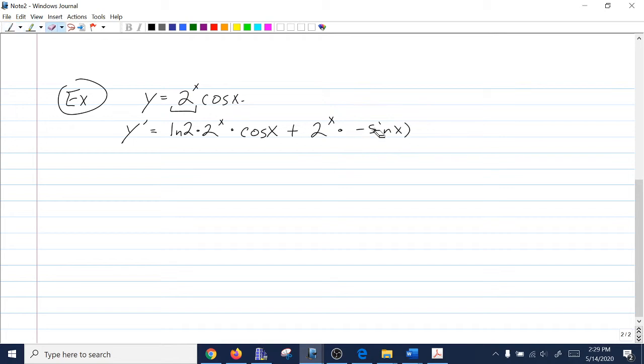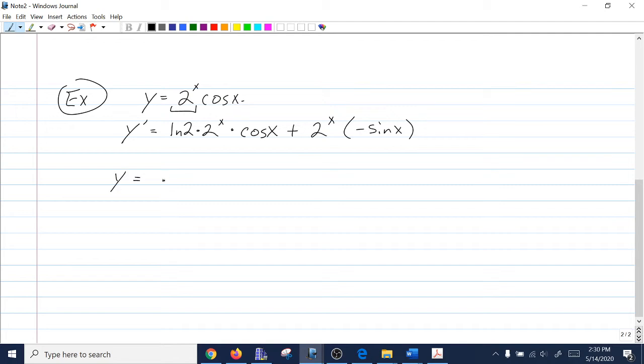If you write 2 times negative sine without the parentheses, make sure you're putting a really big times here. If you put plus 2 to the x minus sine x without the times, you're saying to subtract those two things, not multiply them. So make sure you're making that clear. A parenthesis is the clearest way. You can put a times if you make sure your times is really big and visible.